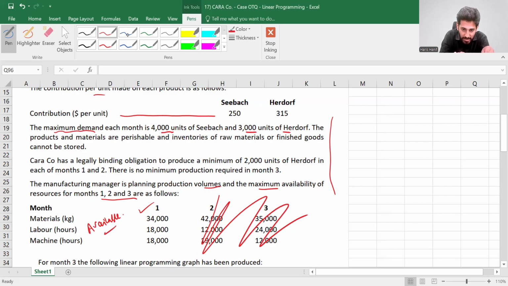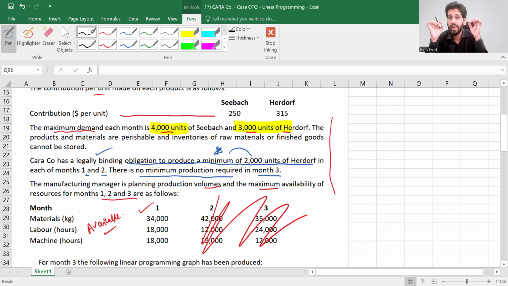CARA company has a legally binding obligation to produce a minimum of 2,000 units of Heard of in each of months 1 and 2. There is no minimum production required in month number 3. So we have to deal with the data for the 3 months. It is a legally binding agreement, quite possibly a contract with someone, to produce 2,000 units of Heard of. But the maximum demand is 4,000 and 3,000.